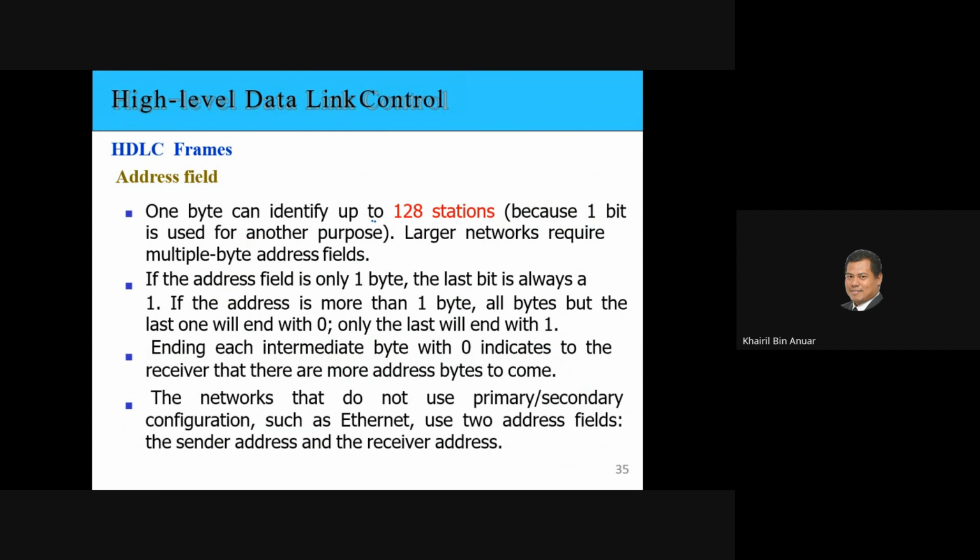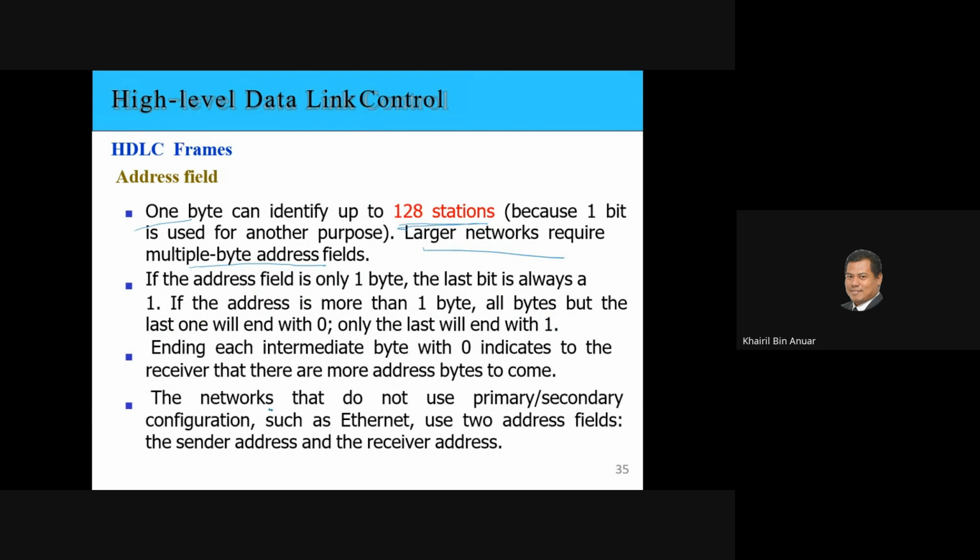One byte can identify 1 to 8 stations. So this address field will be 1 byte in size. A larger network requires a multiple-byte address field. If the address field is only 1 byte, the last bit is always a 1. If the address is more than 1 byte, all bytes but the last one will end in 0. Only the last will end with 1. This is just to mention if you have much more information than a single byte, and ending each non-terminating byte with 0 indicates this to the receiver.